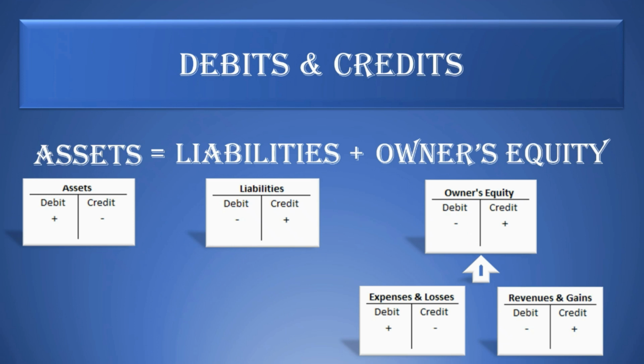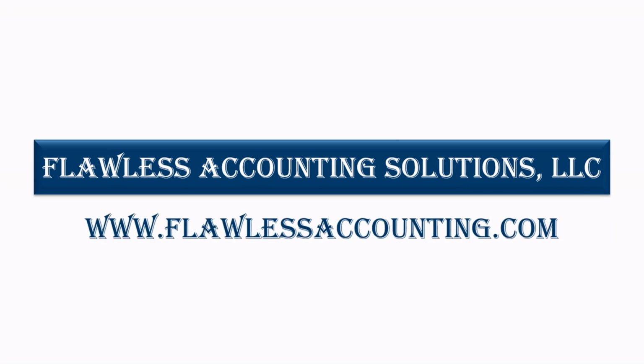Liabilities and owner's equity accounts decrease with a debit and increase with a credit. As mentioned before, revenues and expenses flow into owner's equity. As such, revenues and gains decrease with a debit and increase with a credit, just like owner's equity. Expenses and losses have the opposite effect. They increase with a debit and decrease with a credit, because they decrease owner's equity. These concepts may seem challenging at first. The only way to get comfortable with this is to get a lot of practice.